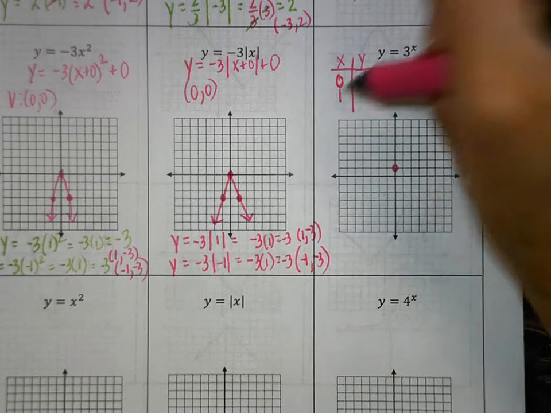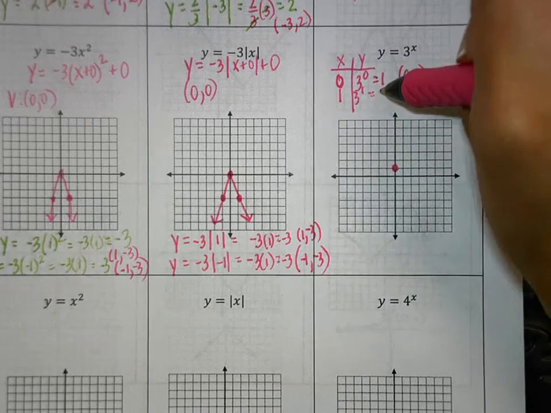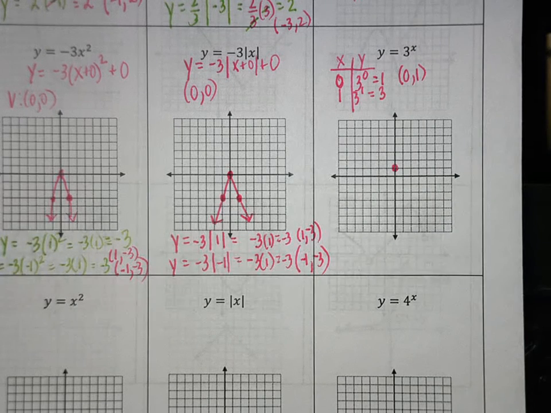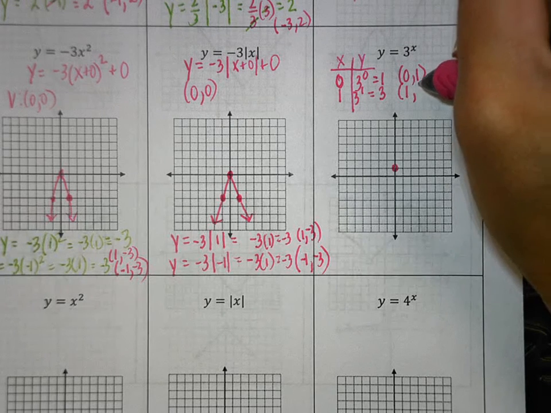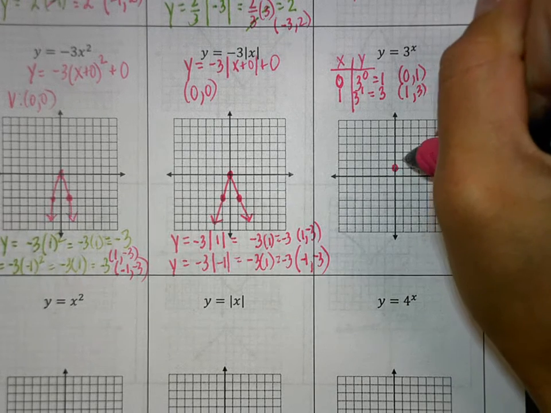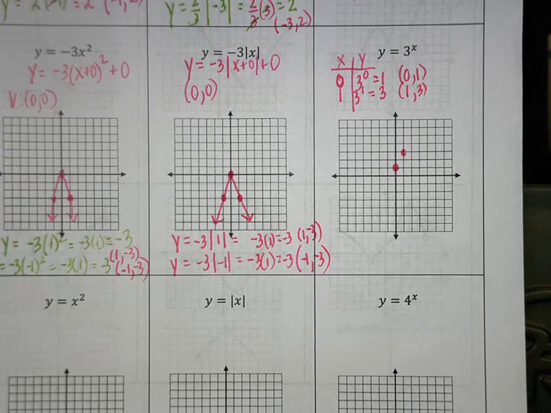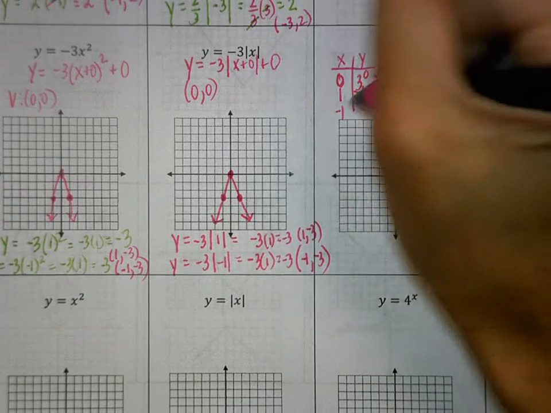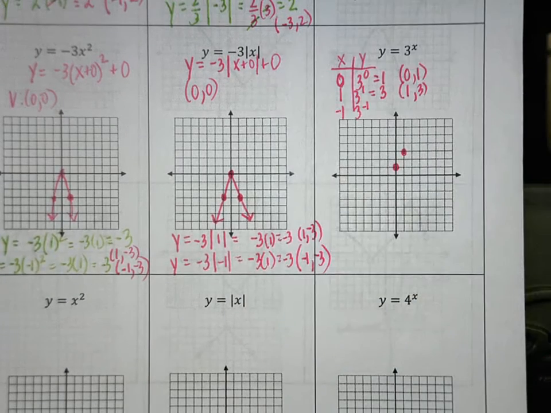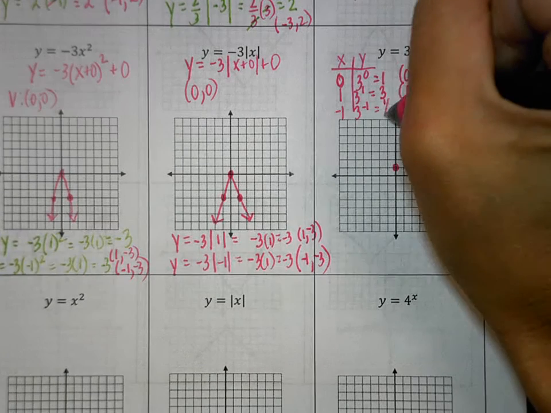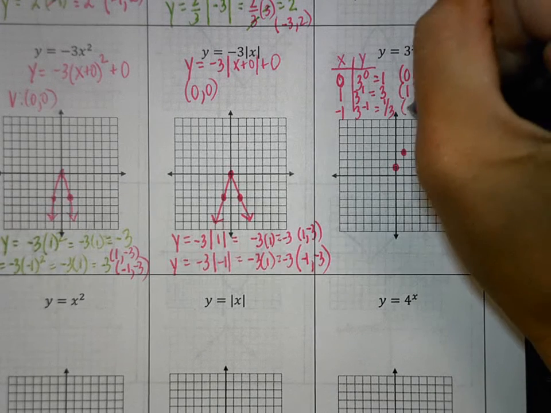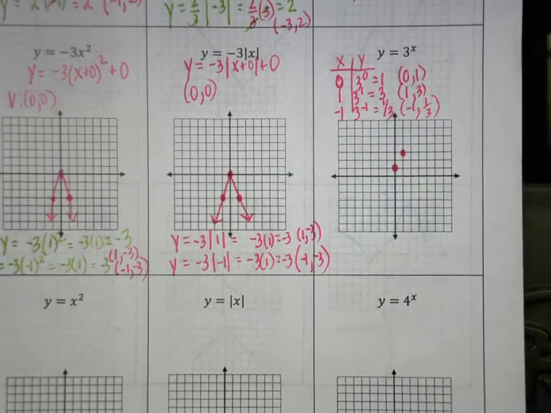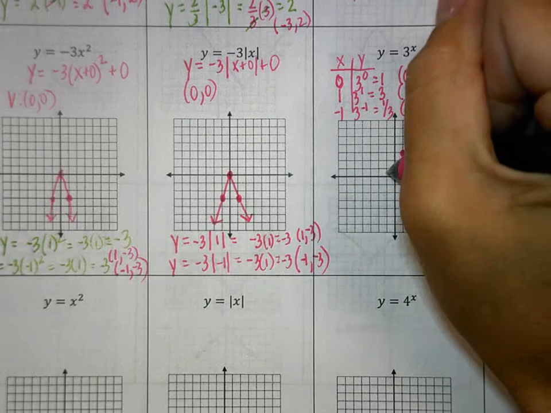Next value I'm going to plug in is 1. 3 to the first power is 3. So my second ordered pair is 1, 3. So we go right 1, up 1, 2, 3, make my point. What should be the next value I choose? Very good. -1. 3 to the negative first power is 1/3. Good, because when we have the negative exponent, we have to change the sides, which makes the fraction 1/3. And so we get -1, 1/3. So we go -1 up 1/3.